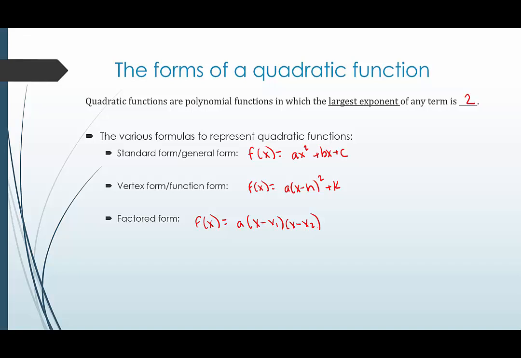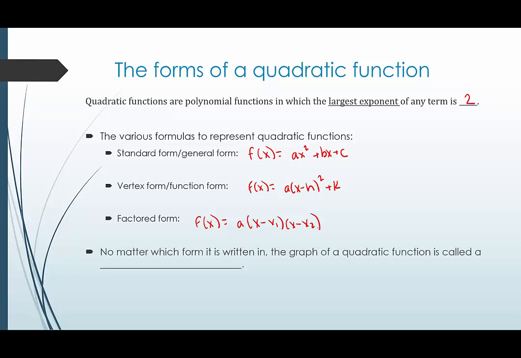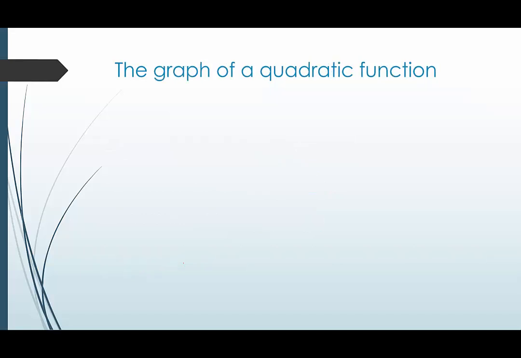Let's talk a little bit more about the graphs of these quadratic functions. No matter which form it's written in, if we have a quadratic function, the graph of it is called a parabola. Again, it's called a parabola. I know the emphasis can be a little bit weird. The graph of any quadratic is called a, say it with me, parabola. We're going to write in parabola.